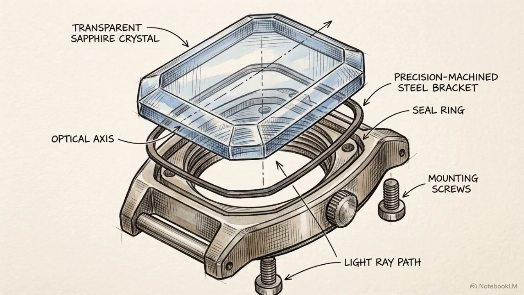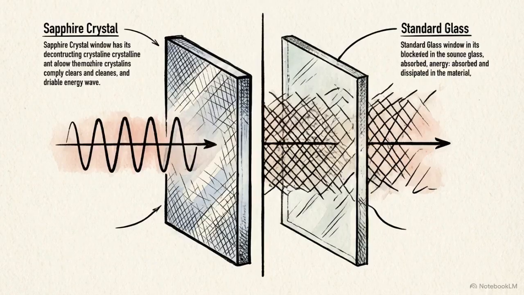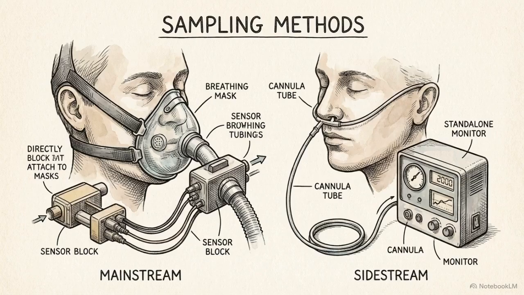This physics imposes a strict material requirement on the hardware. The windows of the sample chamber must be made from sapphire crystal or silver bromide. Standard glass windows would absorb the infrared energy themselves, blocking the signal and making the Beer-Lambert calculation impossible. There are two distinct methods for delivering the patient's breath to these sensors: mainstream and sidestream sampling.